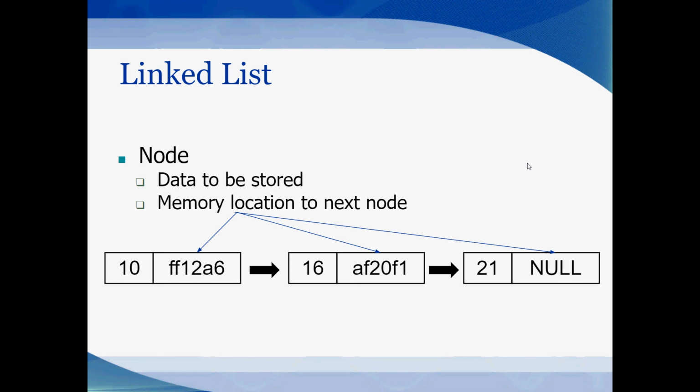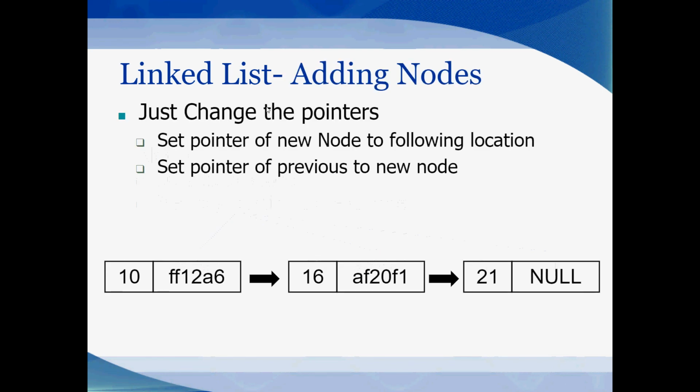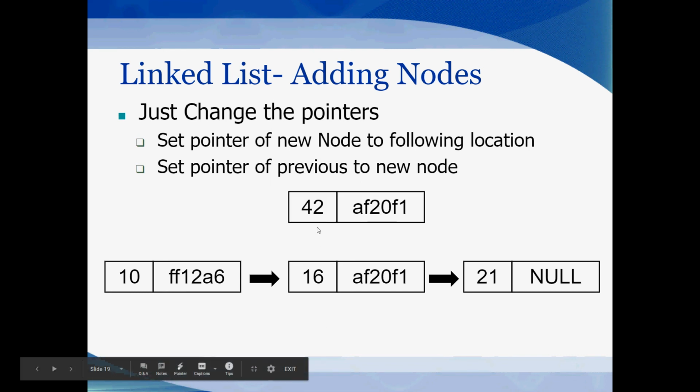Now, the nice thing is if you want to add information to your list, it's super easy to do. All you have to do is set the pointer of the new node to the following location and set a pointer of the previous node to the new node. So let's show you how that works. So suppose we want to add 42 to this list.